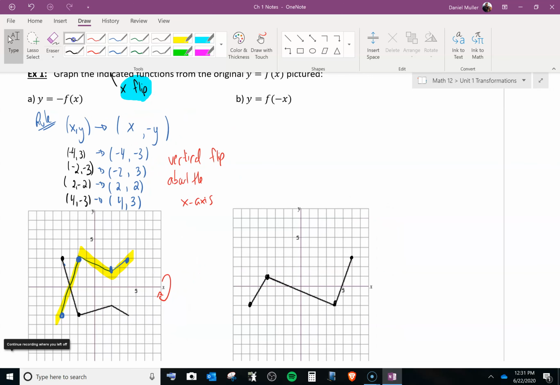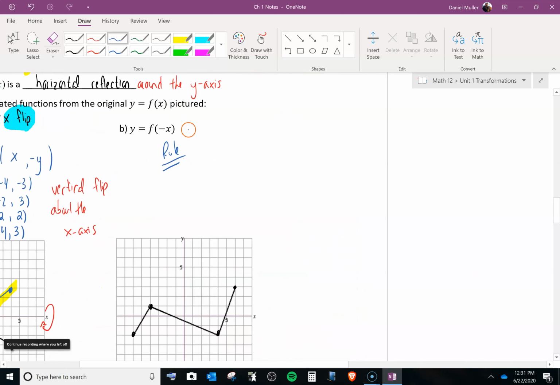Okay, so for the next one here, we will have a new rule. Nothing is happening to the inside, to the outside, so that means our y will just stay the same. And on the inside it says negative x, and so we're going to do exactly that.